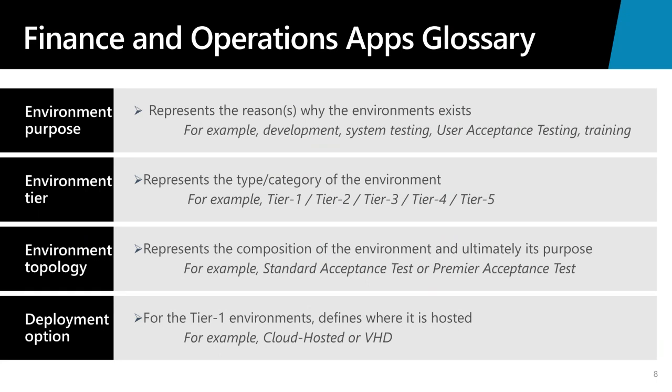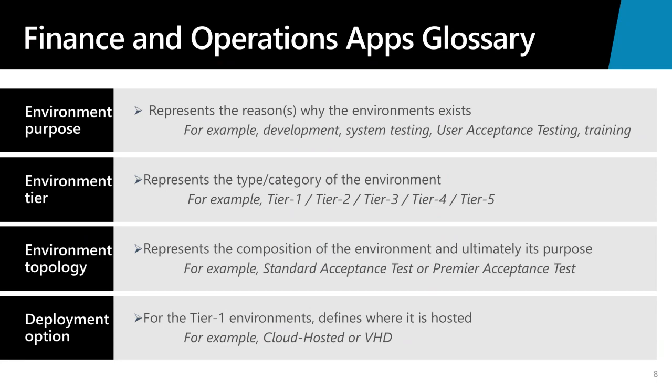The topology of your environment represents the composition of your environment. Your topology typically is going to relate to your environment purpose, but this is actually a drop-down box that you have to select when you are configuring an environment. The examples here are standard acceptance test or premier acceptance test.